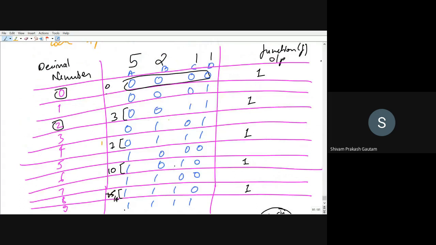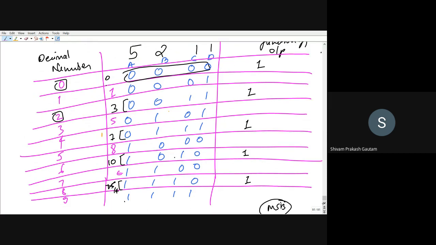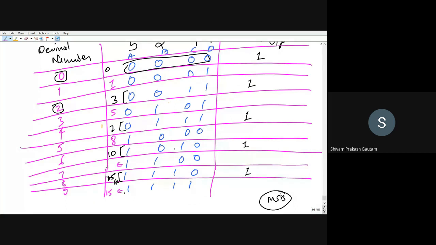So now I will write. This is 1. This is 5. This is 8. This one is what? Just check. This is 15. This is 12. Just check it. So just see what are the missing terms.